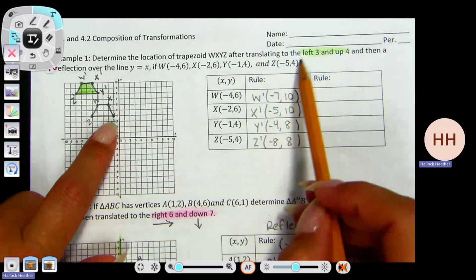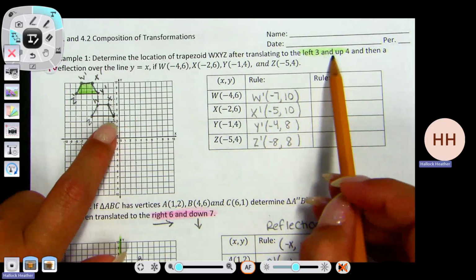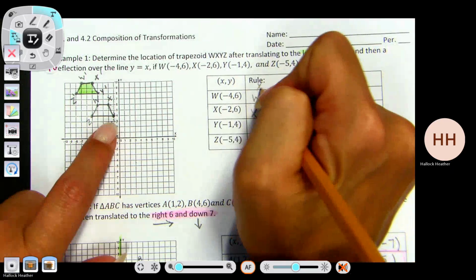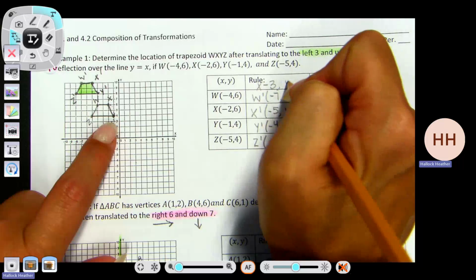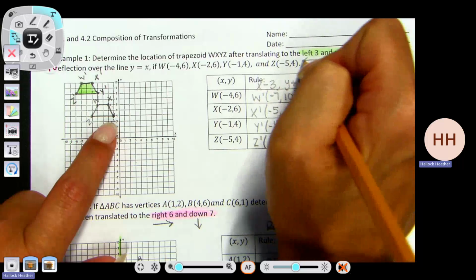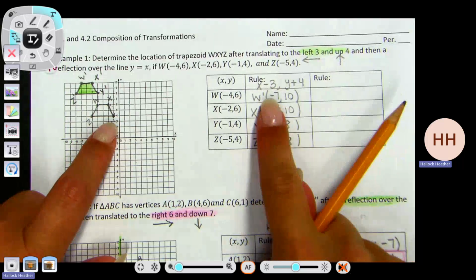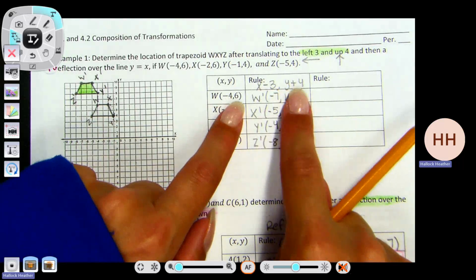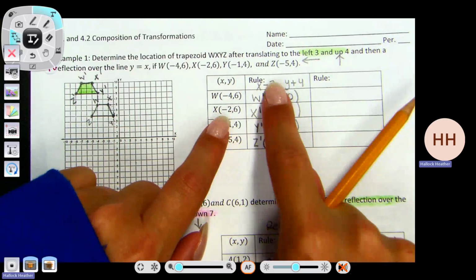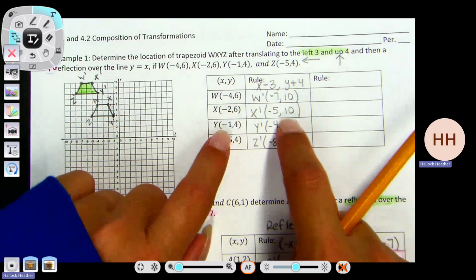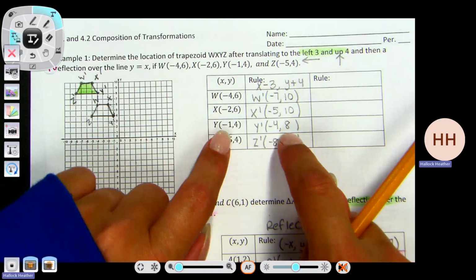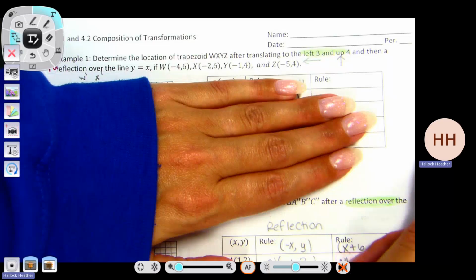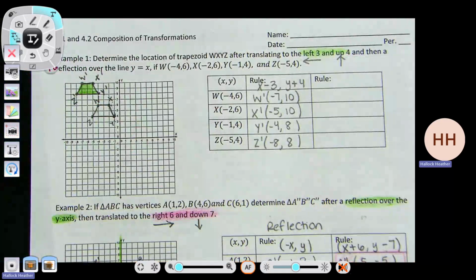So if I'm going left 3 and up 4, how do I write out that rule in algebraic notation? x minus 3, y plus 4, because left is subtracting, up is positive. And if you look at your numbers, if I take -4 and I minus 3, that gives me -7. If I have 6, I add 4, that makes 10. So technically, you could just do the math to find the coordinates, which is what we're going to eventually do. Eventually, we're going to do this where you're not given a graph at all, and you're just given this, and you have to figure out where it's going to be without the graph. But for now, we have graphs.